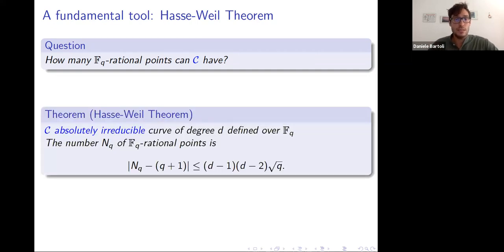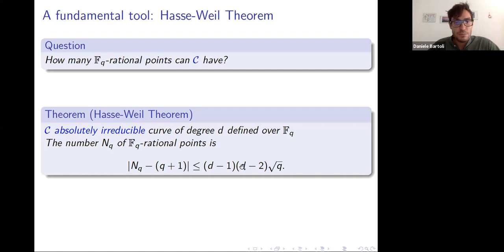And a milestone in this direction is the celebrated Hasse-Weil theorem, which states that if your curve is absolutely irreducible, and suppose that it has degree d, then the number of F_q rational points in the projective plane, but in the affine plane they are roughly the same, is very close to q, with an error term here of the type square root of q times d squared.